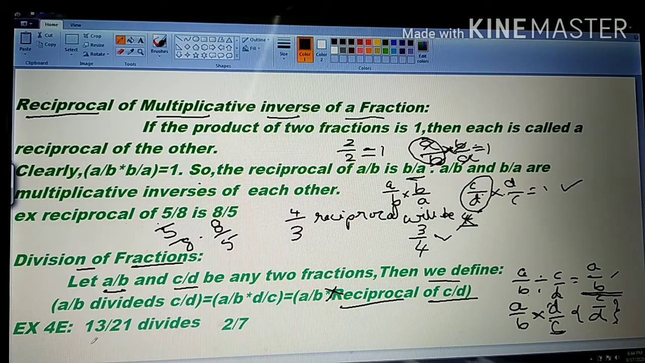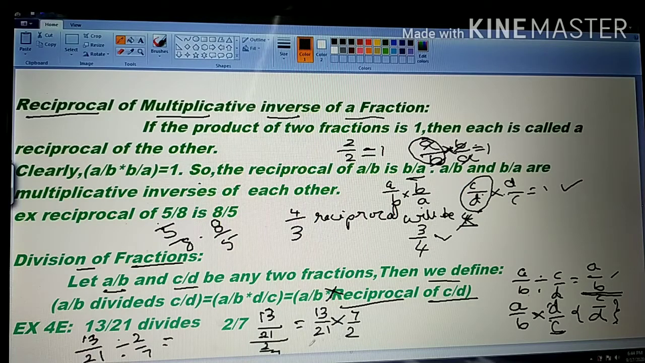Okay, if you see this example, you can easily understand. See, 13 by 21, so this will be divided by 2 by 7. Now how can we write this one? I am writing here 13 by 21 whole divided by 2 by 7. Now I can write with the multiplicative symbol, into the reciprocal of 2 by 7. The reciprocal of 2 by 7 will be 7 by 2.